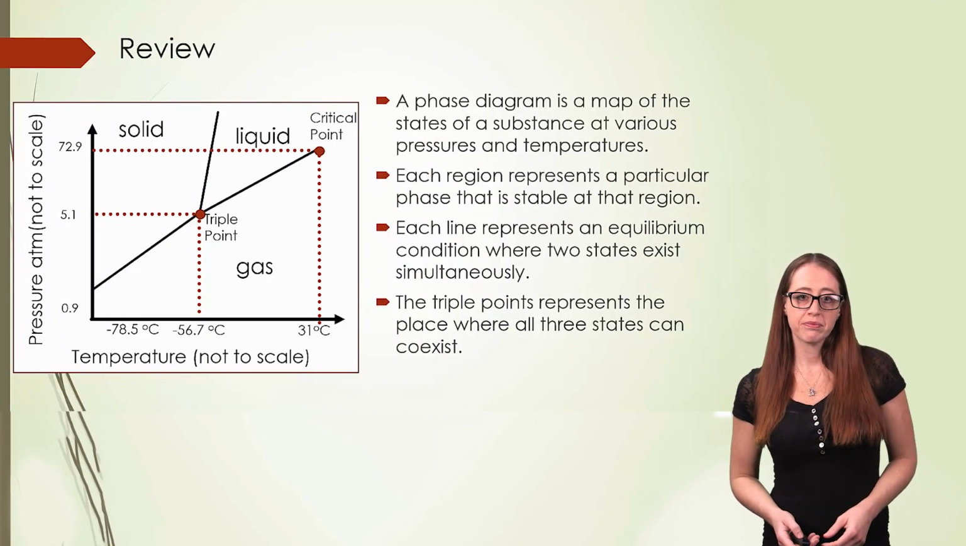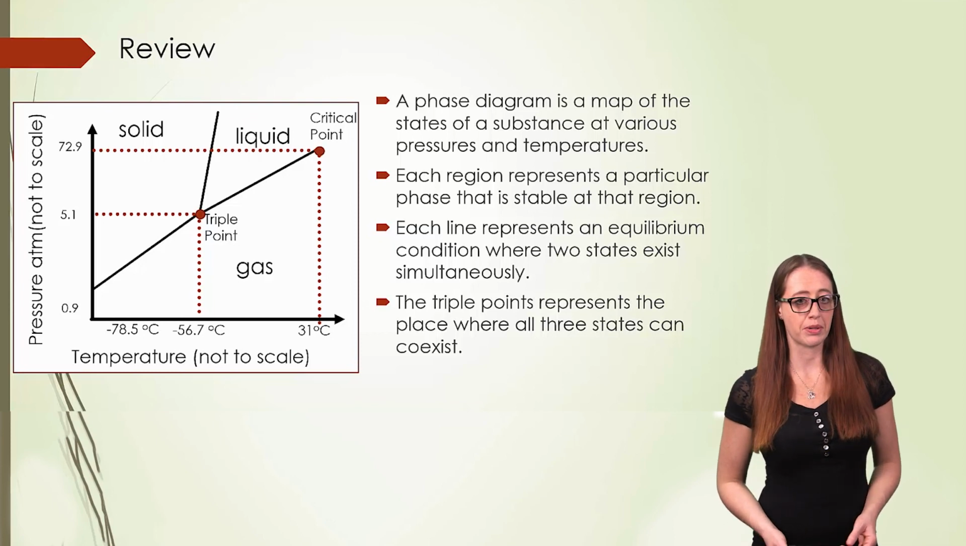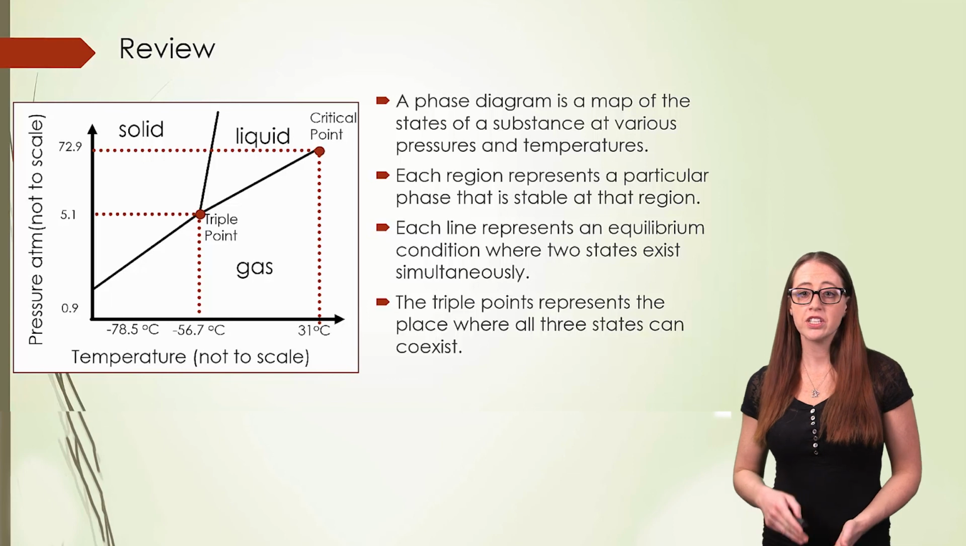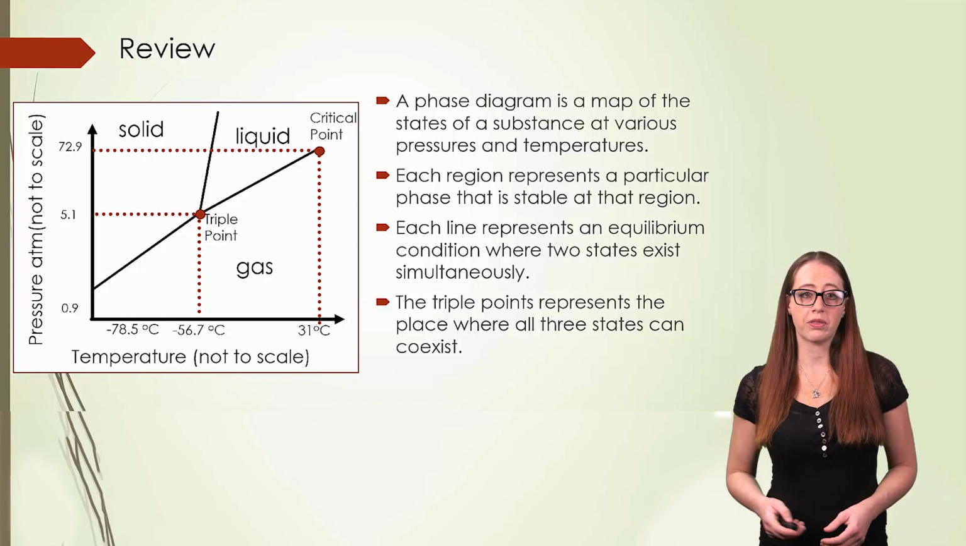In review, a phase diagram tells us about the phases at a variety of temperatures and pressures. On a line, 2 phases exist in equilibrium. At the triple point, all 3 of these exist.